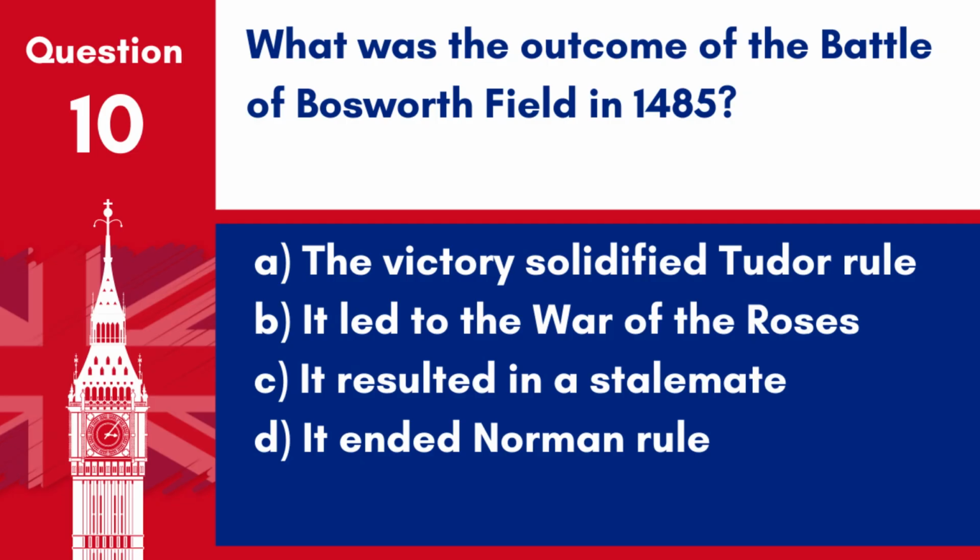Question 10. What was the outcome of the Battle of Bosworth Field in 1485? A. The victory solidified Tudor rule. B. It led to the War of the Roses. C. It resulted in a stalemate. D. It ended Norman rule.